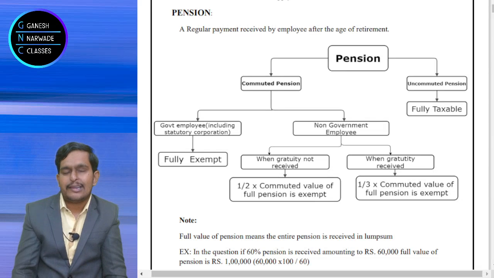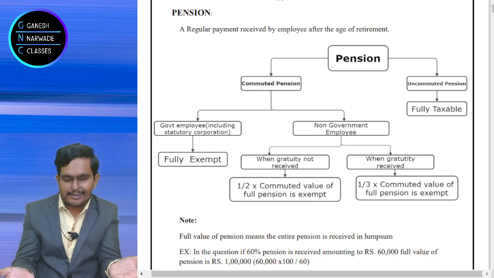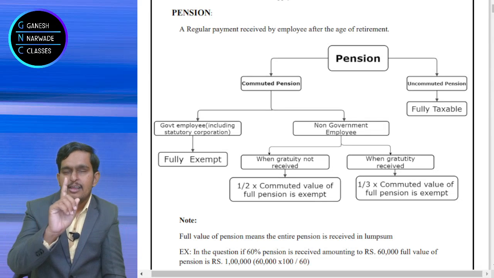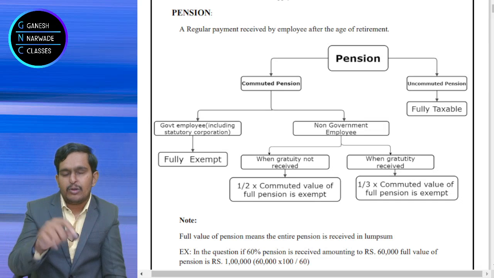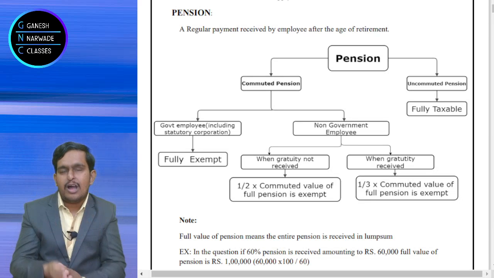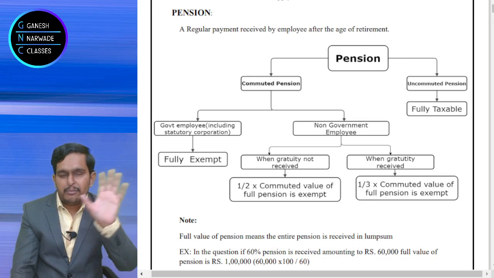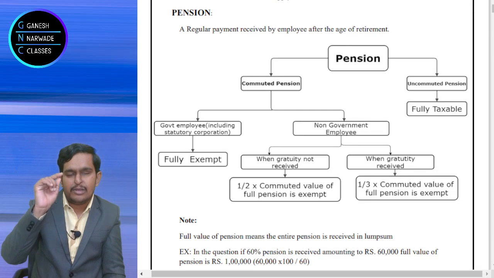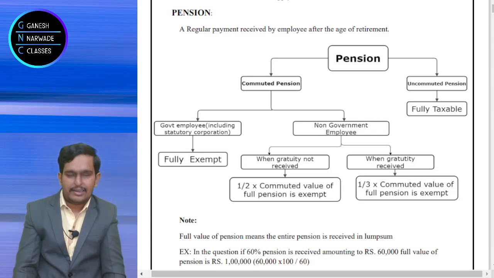And how will you calculate the full value of commuted pension? If for 60%, 6 lakhs is received, then for 100% how much? That will be treated as the full value of commuted pension. Use this same example while you solve problems, because if you remember this example, you can solve all types of cases easily. And once you commute some percentage of pension, automatically your monthly pension will be reduced by that percentage. This also you should not forget.